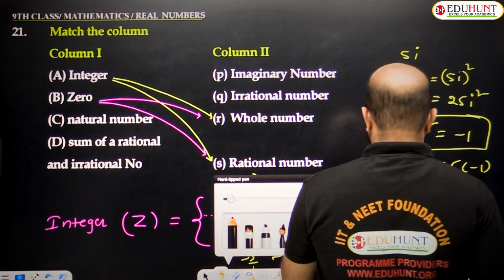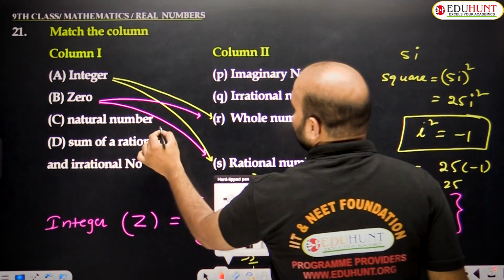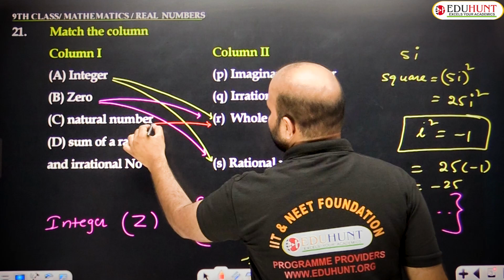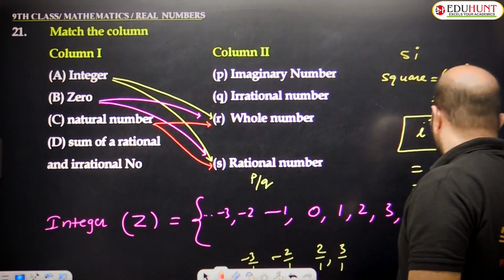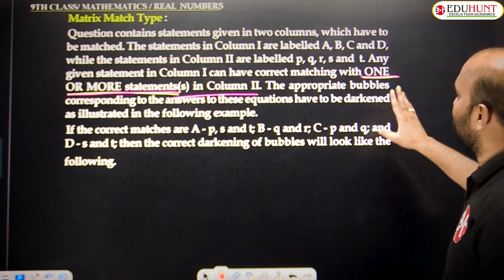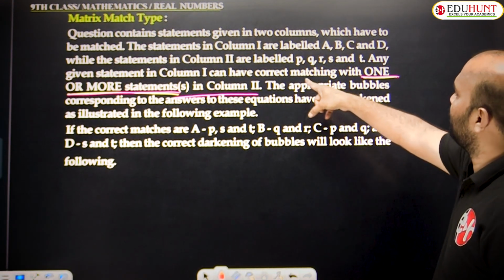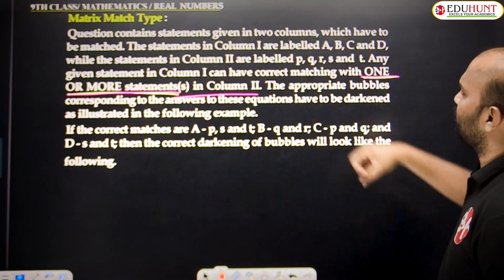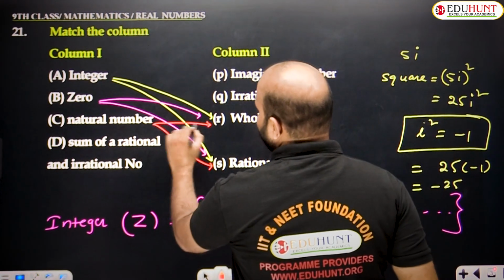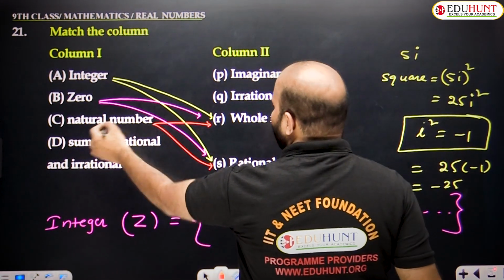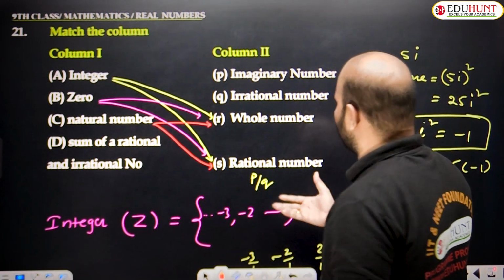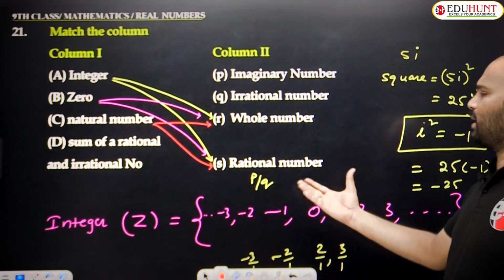So clearly we need to understand: a natural number is a whole number and a rational number. Every natural number is a rational number. One or more options are possible, so statements in column 1 can match with one or more statements in column 2. That condition is given, so it will be marked by bubbling. Natural numbers are whole numbers as well as rational numbers, because each number can be expressed in p by q form, which is rational.